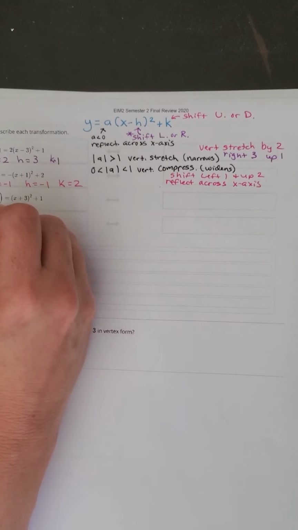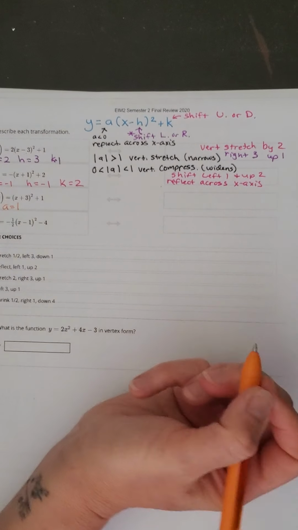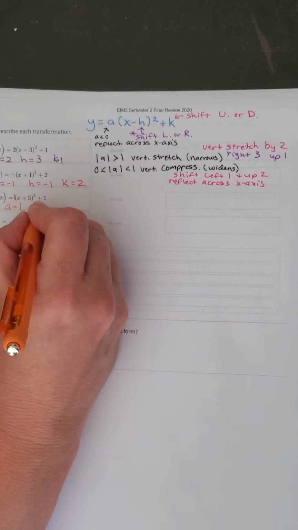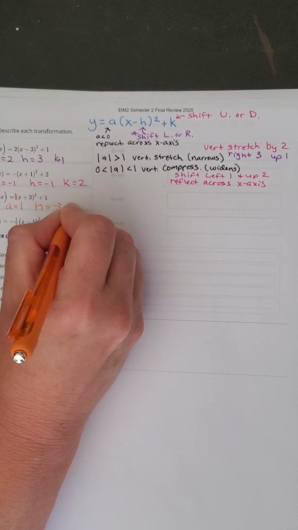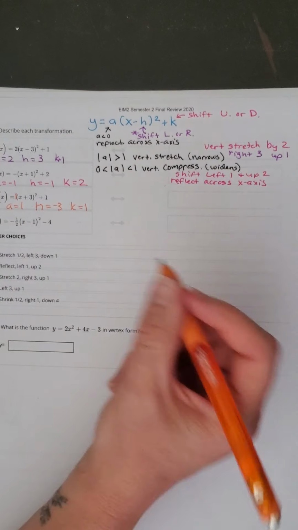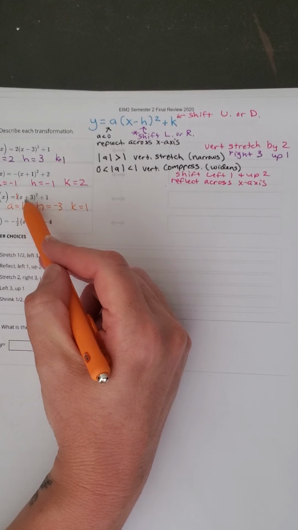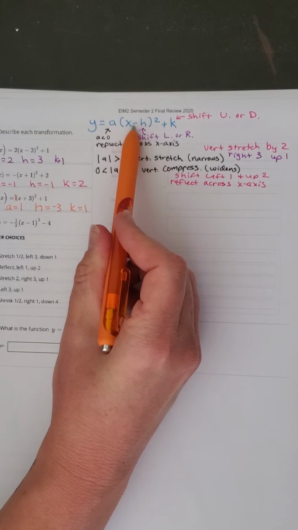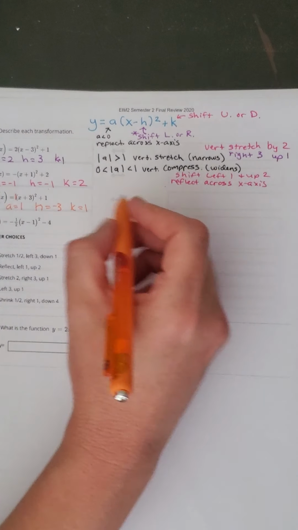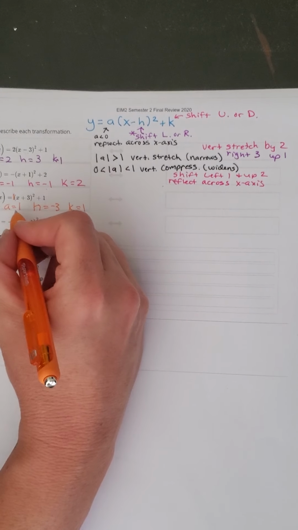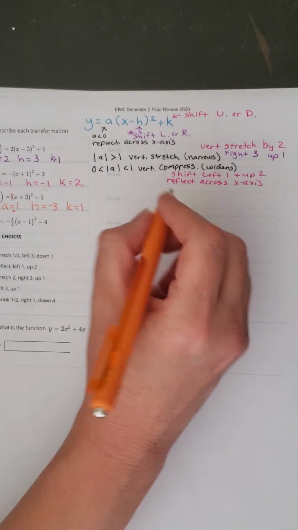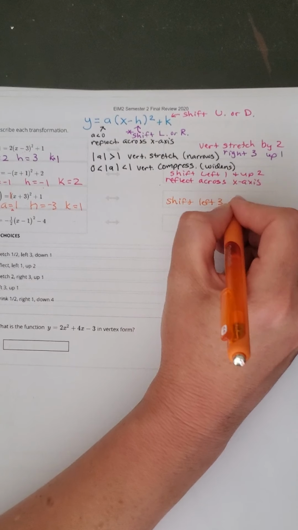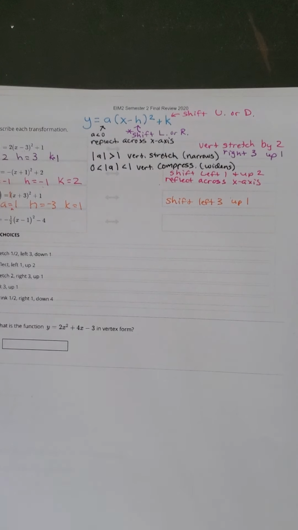And the next one, A is not there, so it must be positive 1. I could put a 1 there and it wouldn't change anything. H is negative 3 and K is 1. Watch out, your sign on H always switches, right? That's why we had a positive, but it's actually negative, and that's because of that negative sign right there. So there's no scaling, no reflecting, but we're going to shift left 3 and up 1.